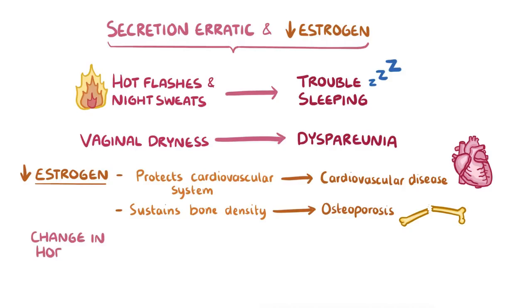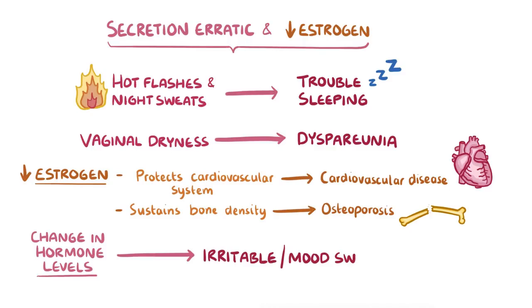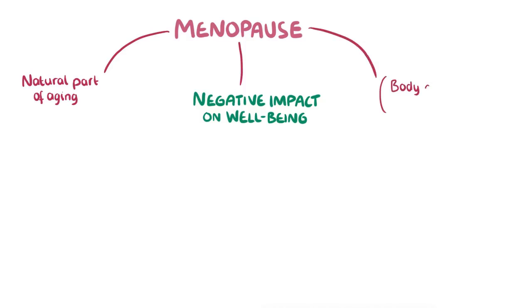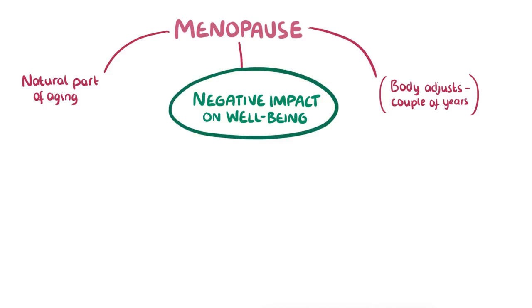Now, changes in hormone levels can also impact mood, so women going through menopause may experience irritability or mood swings. So, even though the transitioning into menopause is a natural step in the ageing of the female reproductive system, these symptoms can really have quite a negative impact on overall well-being. The good news, though, is that the body can adjust to the hormone changes, so they actually go away after a couple of years on their own. But in the meantime, there are tons of ways that we can alleviate them.